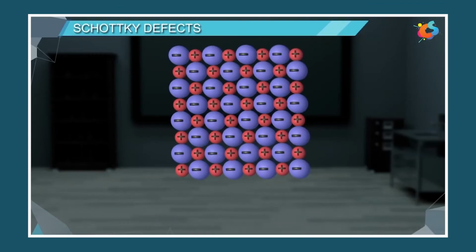In his model, he explains that the defect is formed in an ionic crystal when oppositely charged ions, cation and anion, leave their lattice sites, which leads to the creation of vacancies. Since both the cation and anion leave the lattice sites at the same time, the overall electrical neutrality of the crystal is maintained.